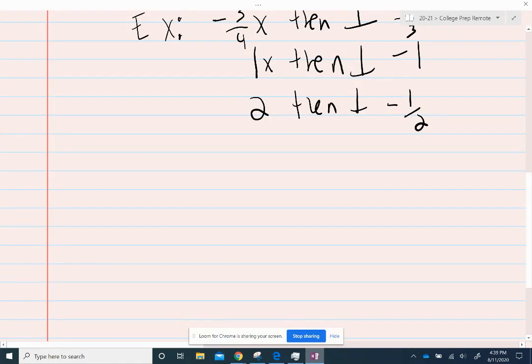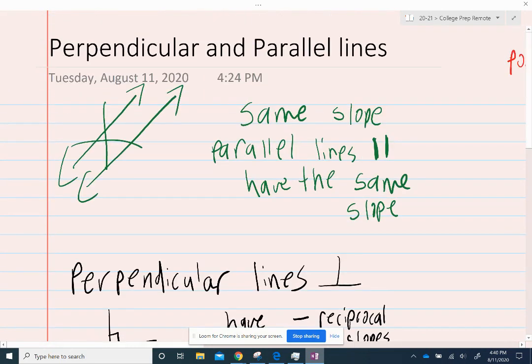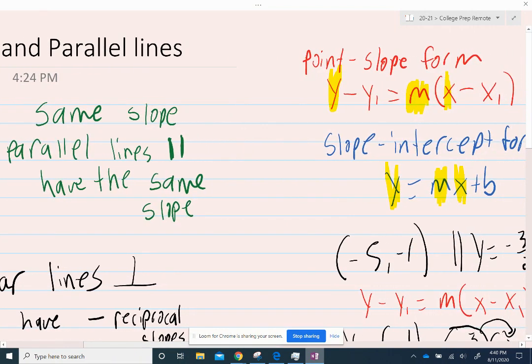Number 7 says our points are 4, comma, -4, and it's PERP, which is perpendicular to y equals 9 over 7x plus 3. So we have our points. Go back to our formula, point slope formula of our points. We need to find a slope.